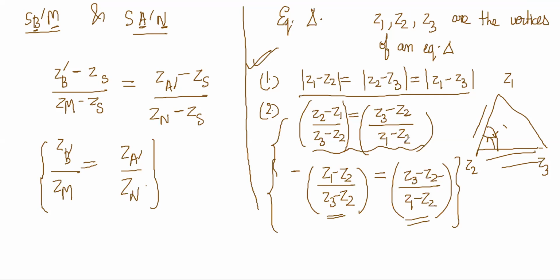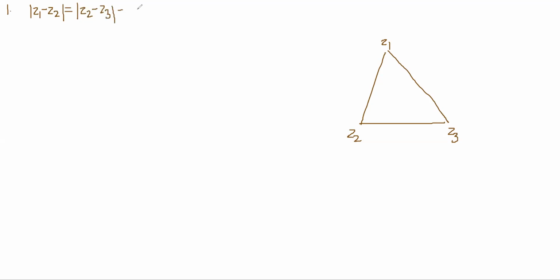Z2 minus Z1 by Z3 minus Z1. Actually, we will get to this. So let me just draw a figure here. Z1, Z2, Z3. Okay. Now one condition is obvious. Mod of Z1 minus Z2 is equal to mod of Z2 minus Z3 is equal to mod of Z3 minus Z1, right?